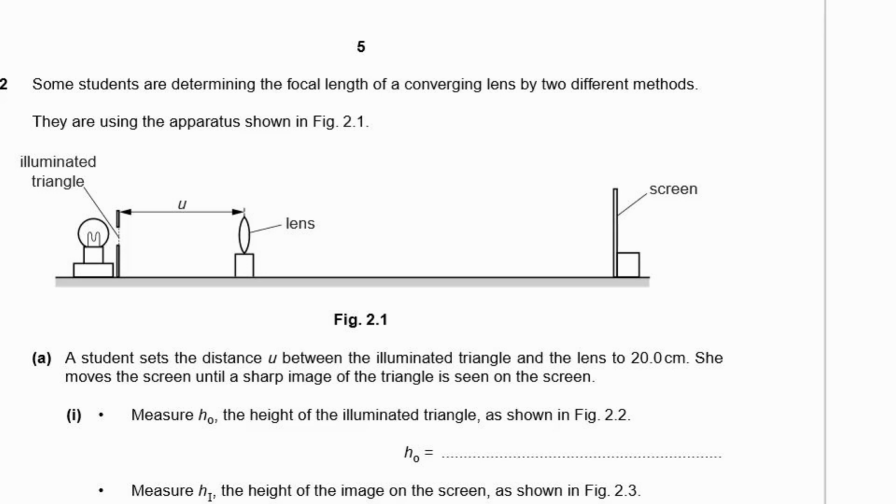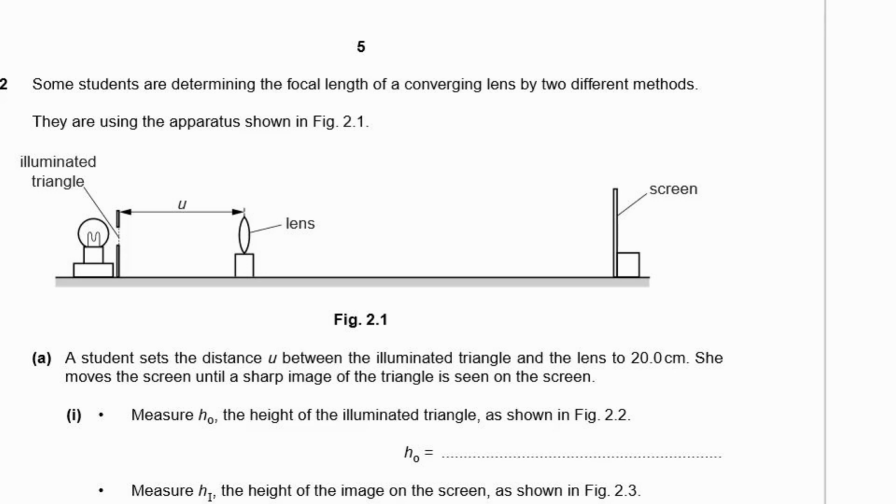There we go. Let's look at question 2. Some students are determining the focal length of a converging lens by two different methods. They are using the apparatus shown in figure 2.1. We've got an illuminated triangle with a lamp behind it and a lens going onto a screen. A student sets the distance u between the illuminated triangle and the lens to 20 centimeters. She moves the screen until a sharp image of the triangle is seen on the screen. Measure h0, the height of the illuminated triangle, as shown in figure 2.2, and then measure hi, the height of the image shown on the screen, as shown in figure 2.3.